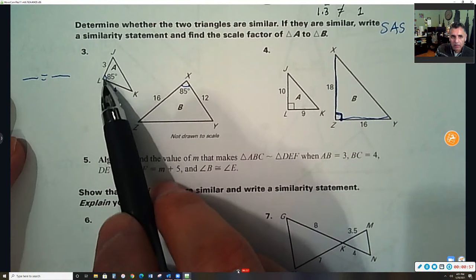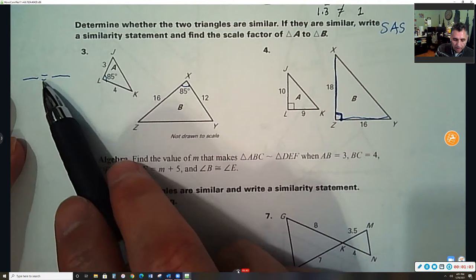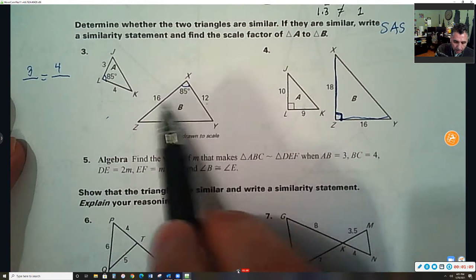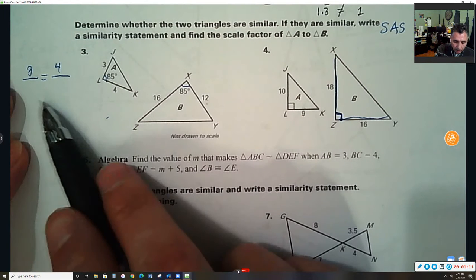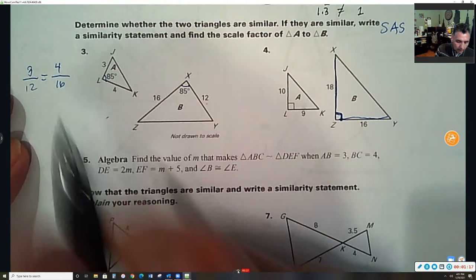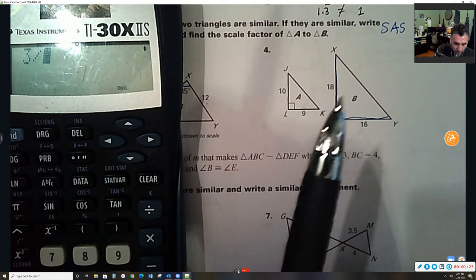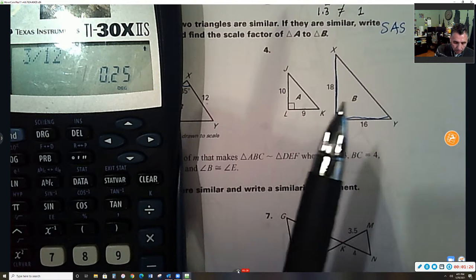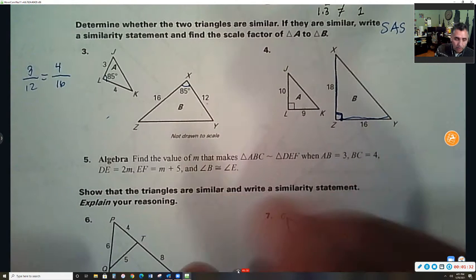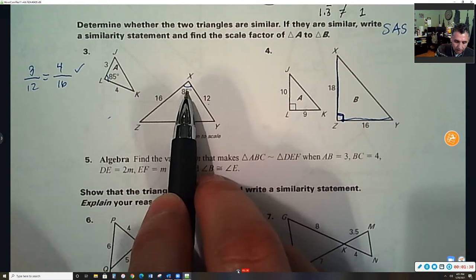So from the small triangle, kind of like up top, I take the 2 side lengths from smallest to biggest and I write them down here. 3, then 4. And then I take these 2 side lengths from smallest to biggest and put them under these ones, 12 and 16. And then I check if these two are equal. 3 twelfths is 0.25. 4 sixteenths is 0.25. So these are equal, and I have the angle that's in between those 2 sides congruent.